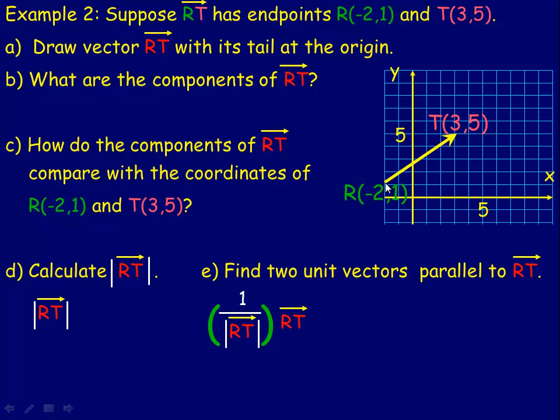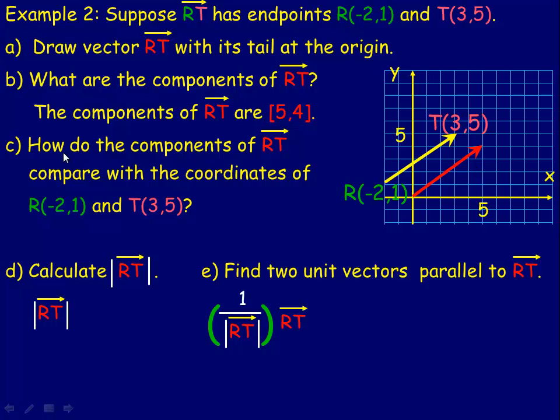And one way you can draw it accurately is to use components. So to go from R to T, you go 1, 2, 3, 4, 5. So 5 is the x component, and then 1, 2, 3, 4 up, so 4 is the y component. And so we would just draw this vector over 5 and up 4 from the tail to the head. And so there's the vector RT with its tail at the origin. So what are the components of RT? Of course, they would be 5, 4, as I just read.